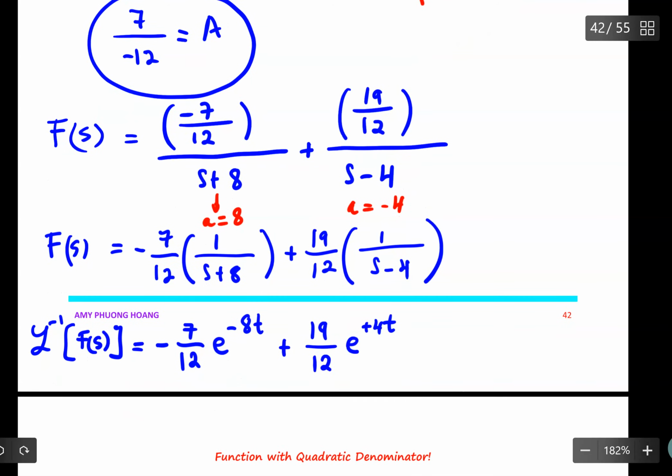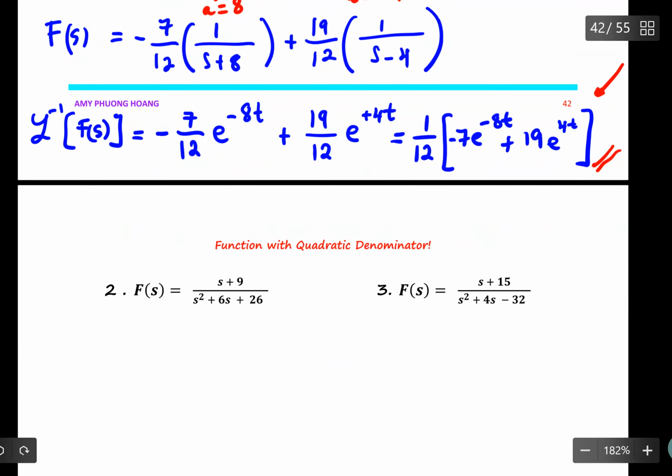Okay. So if you want to simplify this further, what you can do is factor out 1 over 12. So inside the bracket you should have negative 7 e to the negative 8t plus 19 times e to the exponent 4t. If you want to factor further, it's fine. However, I think it's best just to leave it like that for now.